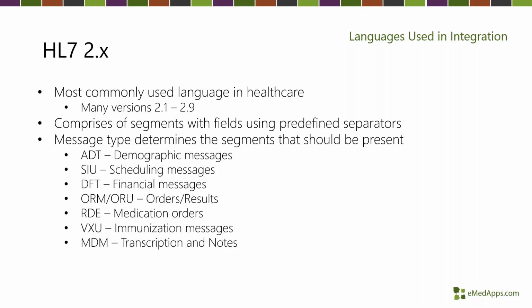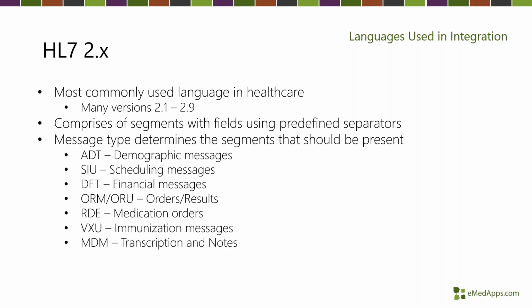ADT are demographic messages, SIU are scheduling messages, so appointments, creations, cancellations, those kinds of things. DFT are financial messages. The most common one you're going to see here are charge messages that you're sending. So if I'm sending a charge message from my EHR to my practice management system, if they're not integrated, it's going to be done over these DFT messages. ORMs and ORUs are orders and results. ORMs are orders, ORUs are results. They could be any type of order or result. It could be a laboratory order, it could be a diagnostic order, and the associated result with that.